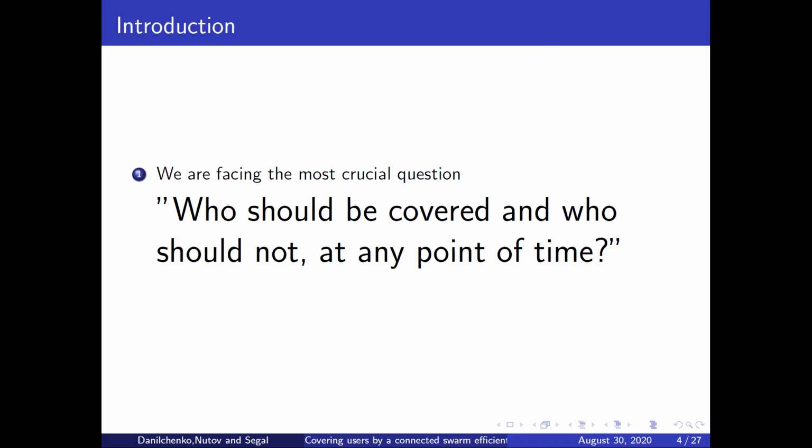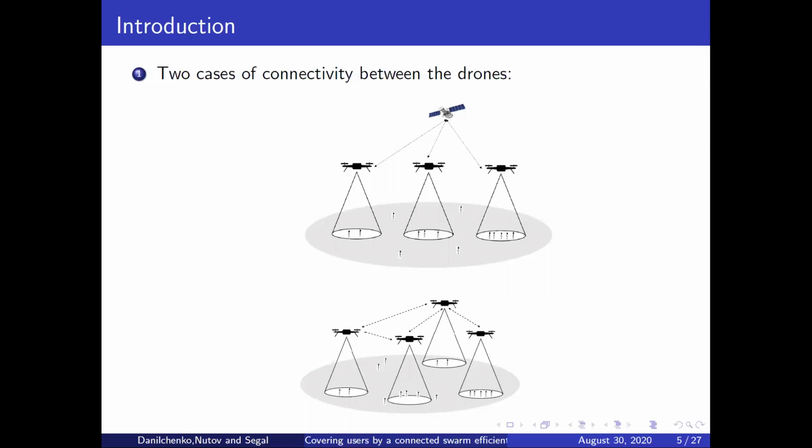Due to the fact that the number of drones is significantly less than the number of ground users, we are facing the most crucial question: who should be covered and who should not at any point of time. For a given particular time snapshot, this problem is known to be NP hard. Additionally, we deal with two cases of connectivity between the drones: a third party that provides connectivity, or drones that provide connectivity among themselves.